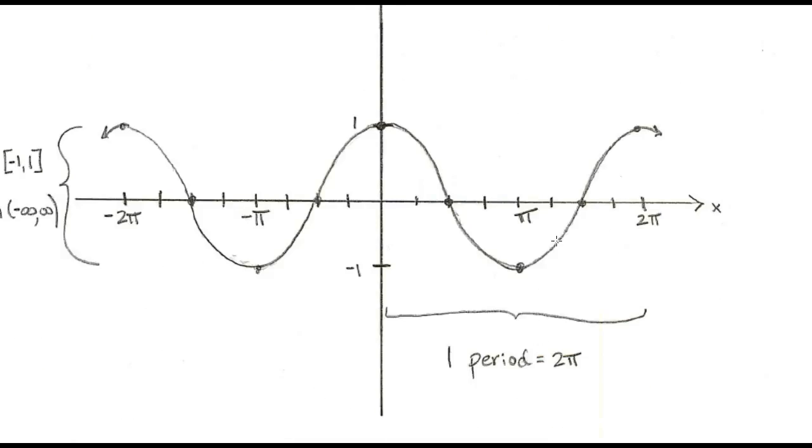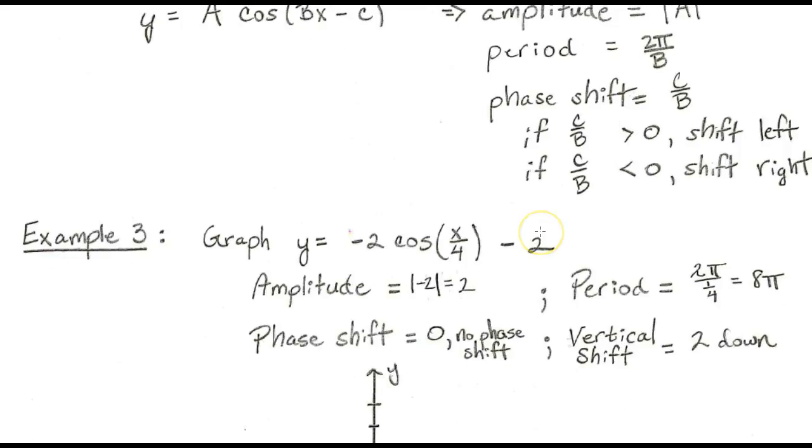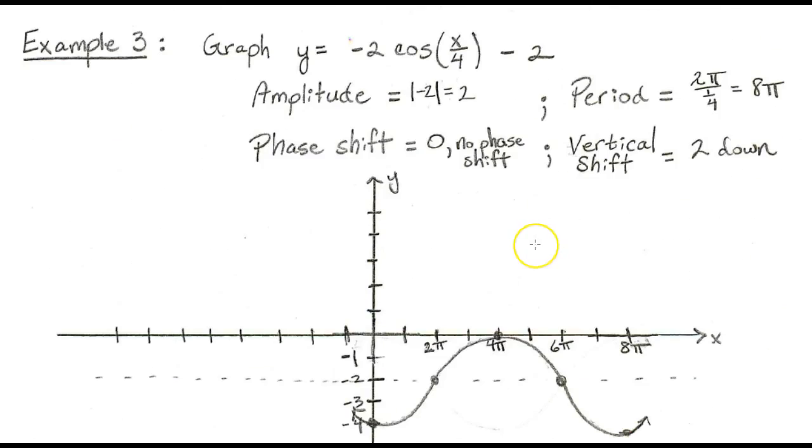All right, let's go down and look at example 3. So in this one, I'm actually going to introduce vertical shifting to you as well. So we're going to look at the graph of y equals minus 2 cosine of x over 4 minus 2. So whenever I'm adding or subtracting a constant to a function, I'm shifting it vertically. That's all I'm doing. I'm subtracting 2, which means I'm going to shift it down the y-axis 2 units.